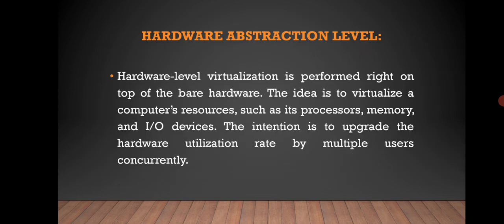Now let us see about the hardware abstraction level. Hardware level virtualization is performed right on top of the bare hardware. The idea is to virtualize a computer's resources such as its processors, memory, and I/O devices. The intention is to upgrade the hardware utilization rate by multiple users concurrently.